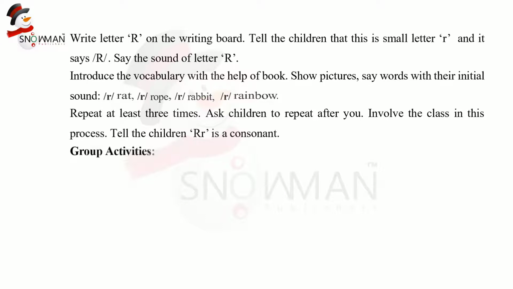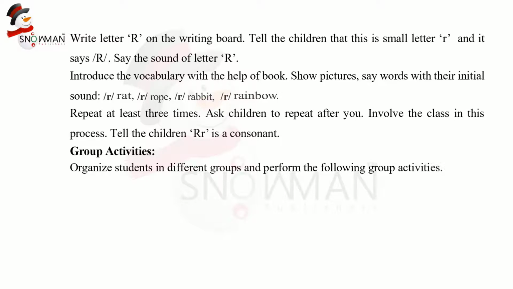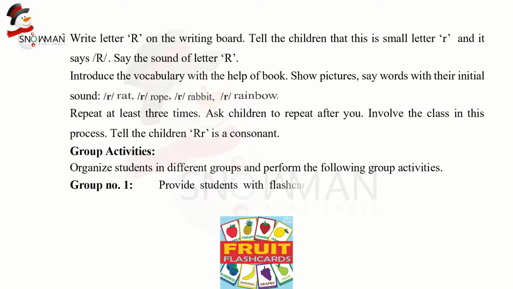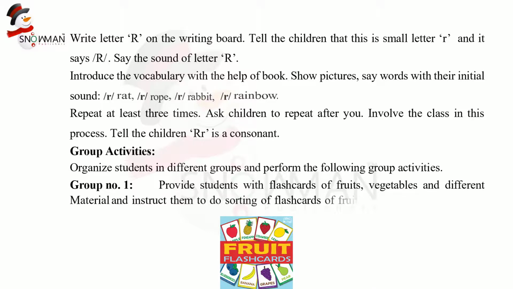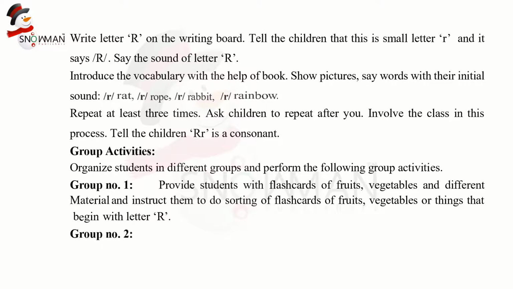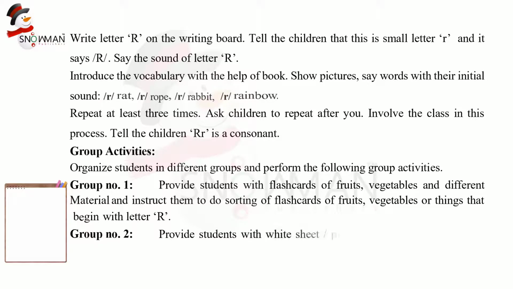Group activities. Organize the students in different groups and perform the following group activities. Group number 1. Provide the students with flashcards of fruits, vegetables, and different materials, and instruct them to sort the flashcards of fruits, vegetables, or things that begin with letter R. Group number 2. Provide the students with white sheets or plain paper and instruct them to draw things that start with letter R.